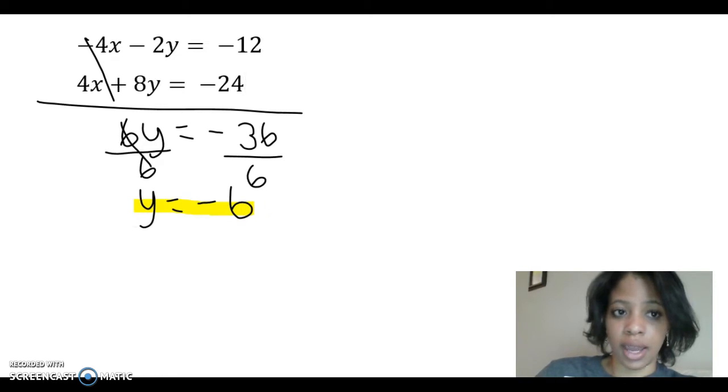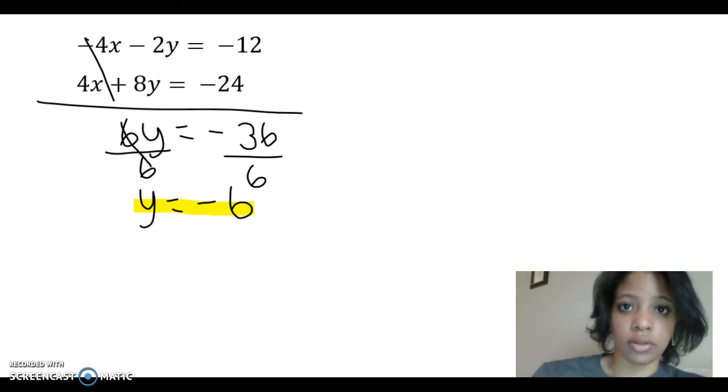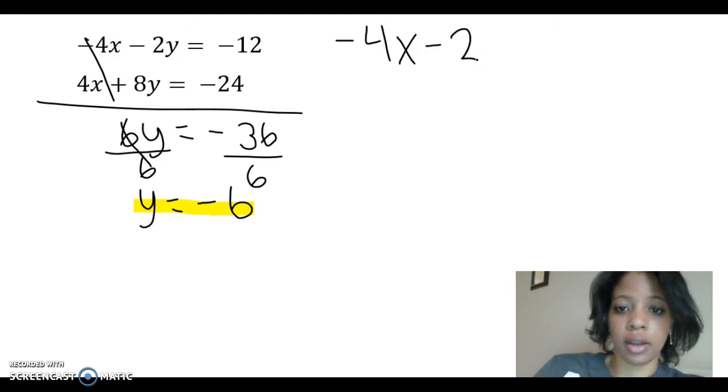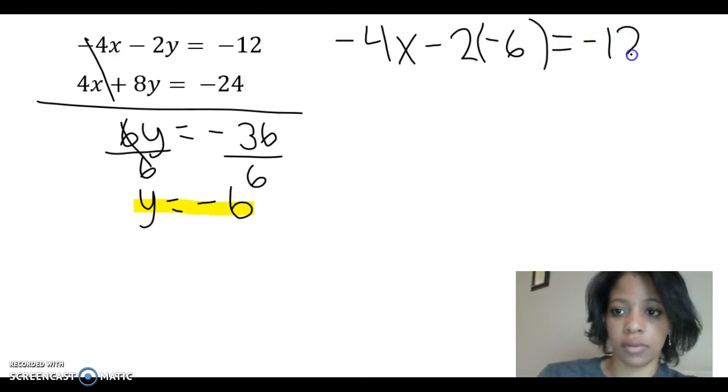So now I'm going to plug in that negative 6 for y into one of my original equations. It doesn't matter which equation you use, you're still going to get the same answer. I'm just going to use the top equation. So negative 4x minus 2. Now instead of writing y, I'm going to substitute in negative 6 and rewrite everything else, equals negative 12.